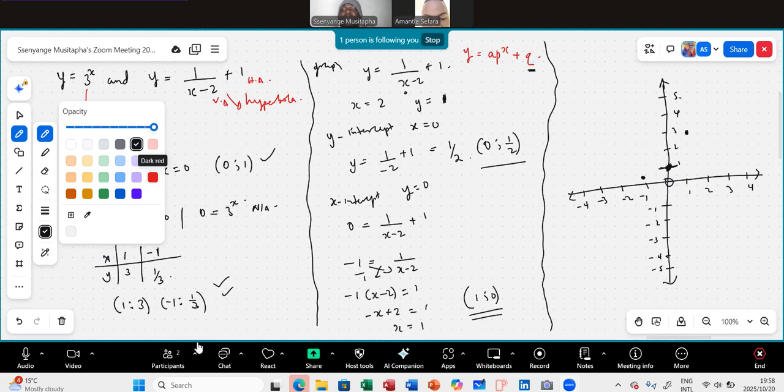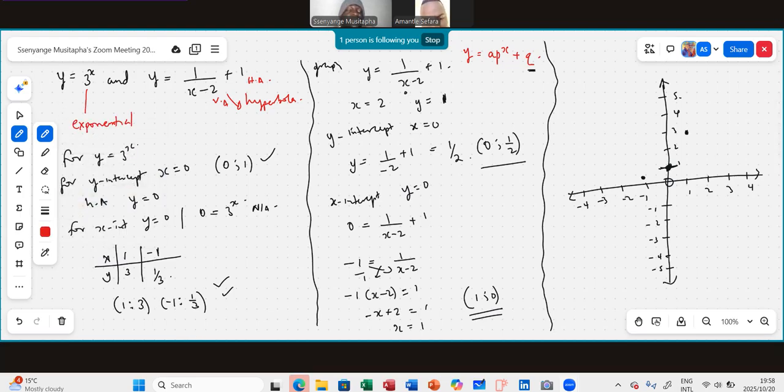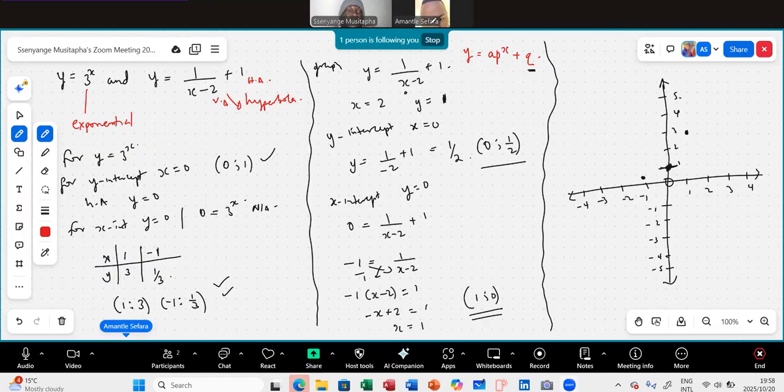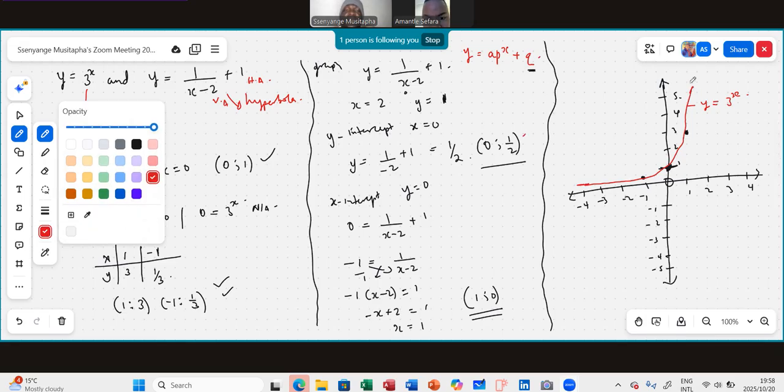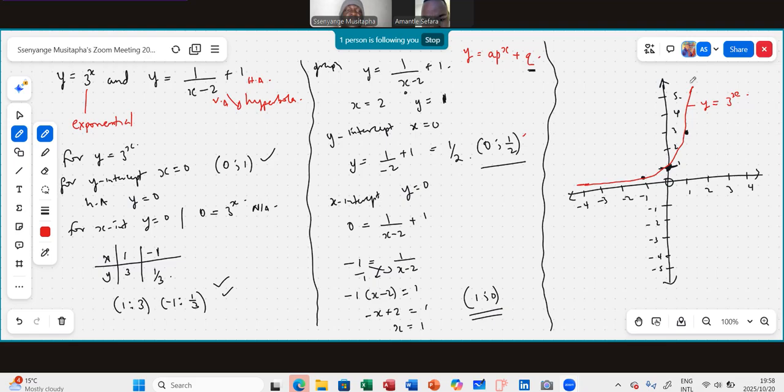So if I'm to draw, this graph will pass from here. You see, then it passes here. When it reaches this one, there's an asymptote there. It doesn't touch the x-axis. Now this is our y is equal to 3 to the power x. Now we also have this side here. We have 0.5, a 0 on the x-axis.